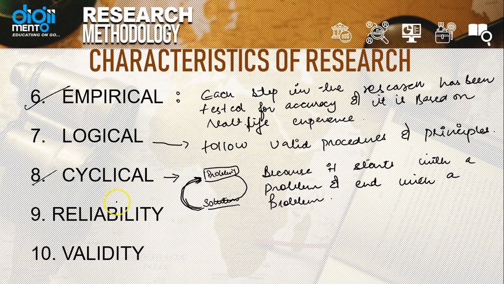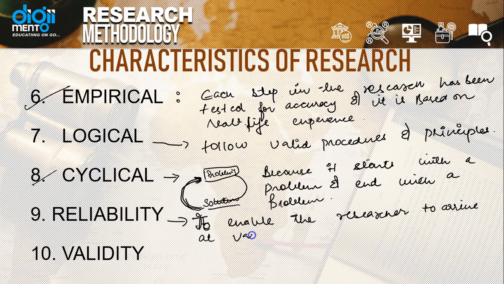Reliability is basically the research design and the procedures which enable the researcher to arrive at valid and very conclusive results. So in short, you can write it like this: it enables the researcher to arrive at valid and conclusive results.